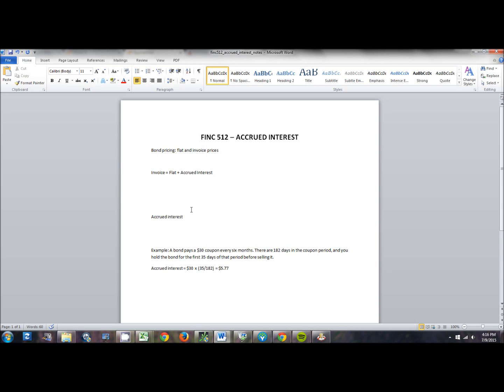Because think about it. If you get a coupon payment on, let's say, January 1st and July 1st, which are equidistant from each other, about 6 months apart, and I sell that bond in March or April or May, well, I was the rightful owner of that bond. I assumed all the risk associated with that bond from January 1st until the date that I sold it. So accrued interest takes into account that you should receive a fraction of that coupon payment because you were the owner of that bond for some fraction of time within that coupon period. That is what accrued interest is.